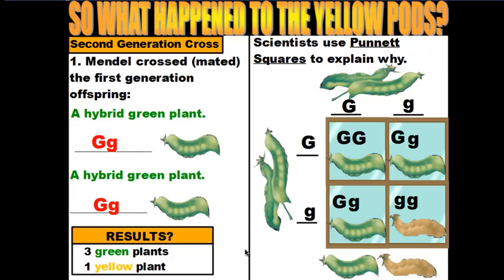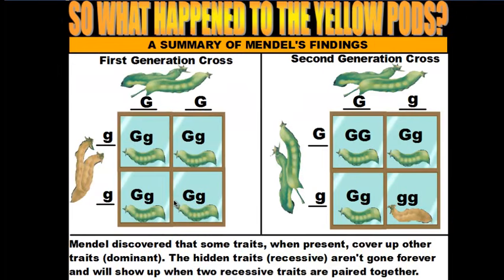So here's a summary of what Mendel discovered. What Mendel discovered after his two crosses was this. Some traits, when present, cover up other traits, and those traits would be the dominant ones. So every offspring that has a dominant and recessive always showed the dominant color. However, the hidden traits or the recessive traits aren't gone forever. They're still present in all of the offspring here, except for this one, but they're not shown. But when you pair up the two recessive traits together, they then express that recessive trait.